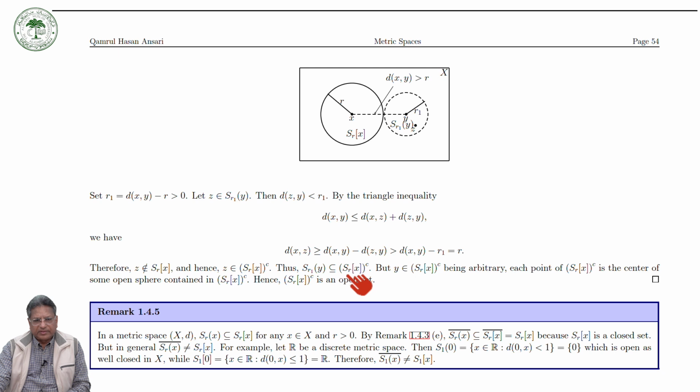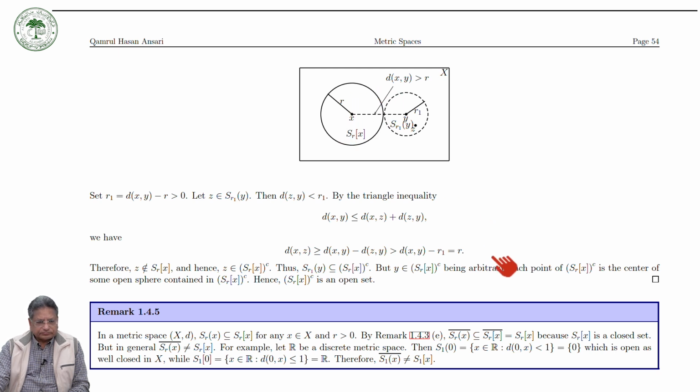So what we have done is choose y in the complement of the closed sphere, and y was arbitrary. It means that y is the center of some open sphere contained in the complement of the closed sphere. It means that this is an open set, and we have proved that the complement of an open set is a closed set, and therefore this ball is a closed set.